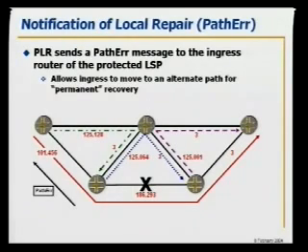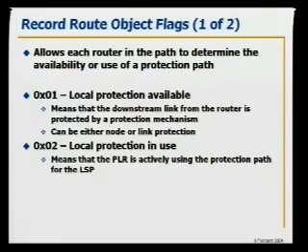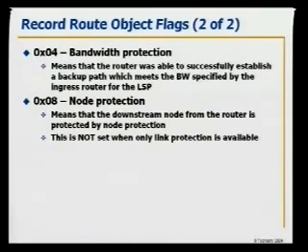Again, as far as notifications are concerned, we still have path errors heading up to the ingress. What the ingress does is up to it. You can take your pick. And record route flags, nothing really new here. Local protection is available. It's in use. Bandwidth and node protection are available. So as far as the record route stuff and the flags are concerned, that's the same for this and for the one-to-one.